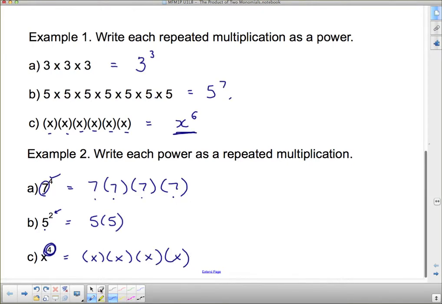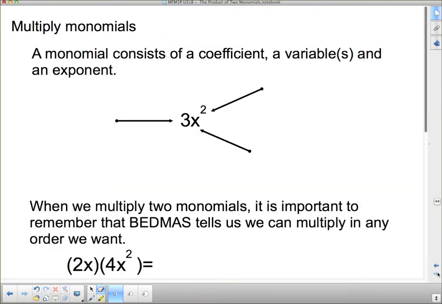Okay, I'm just going to delete all of this stuff on here, and we're going on to the next page. Multiply monomials. A monomial consists of a coefficient, variables, and an exponent. So this is called a monomial. We talked about polynomials; well, this is only one term. This thing here means 3 times x times x. Notice the x's here can be written more simply as this power, and then the 3 just rides around out front. So it consists of a coefficient, a variable, and an exponent.